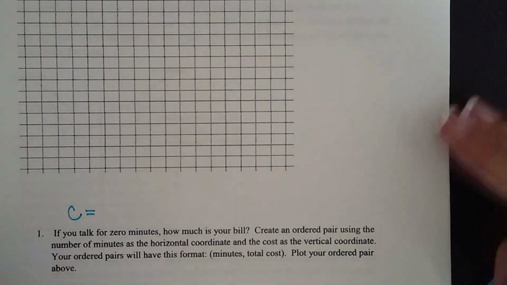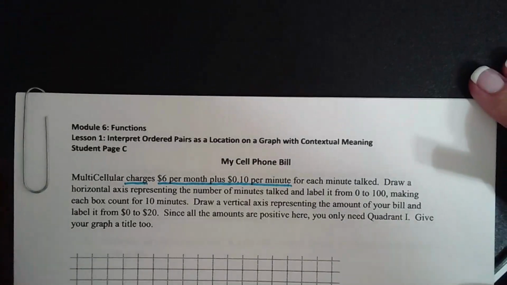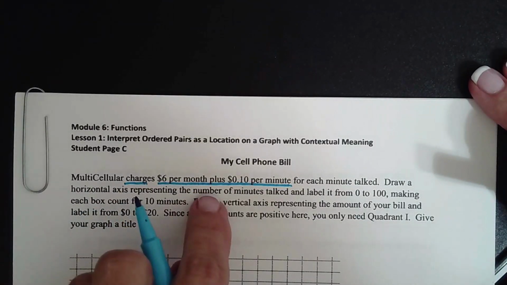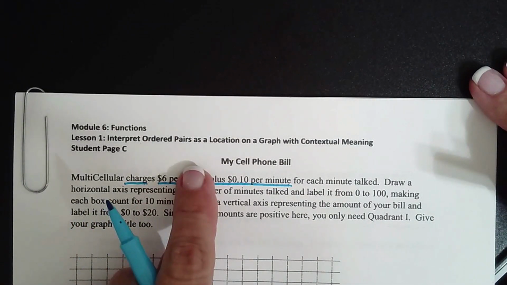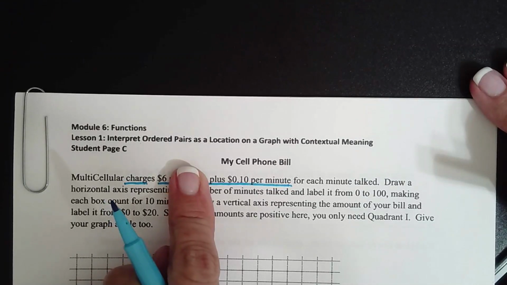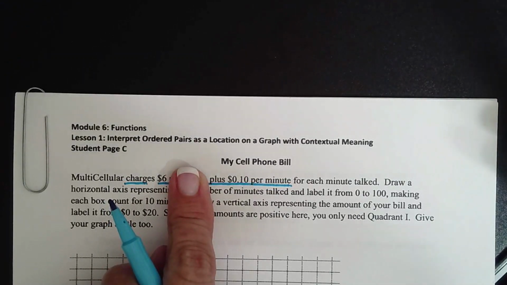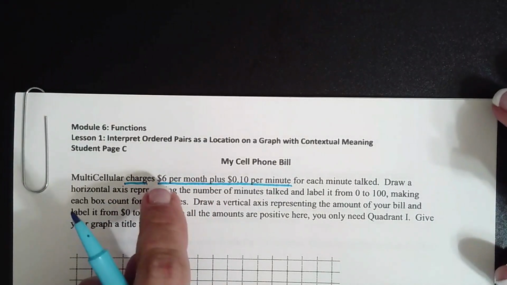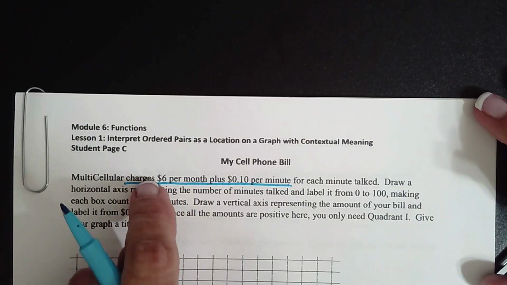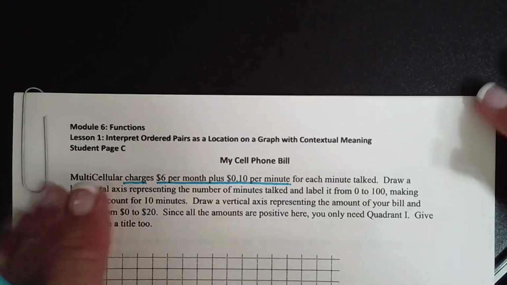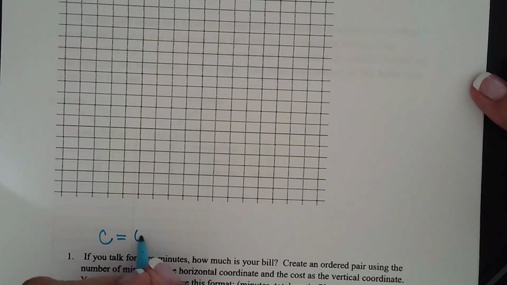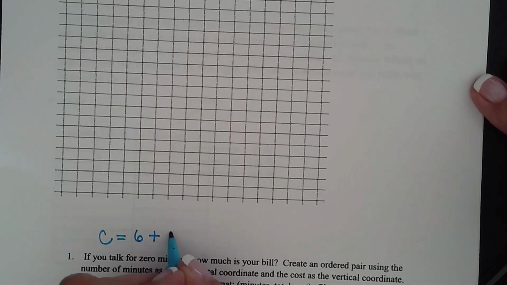$6 per month. So how about we call, and this is just a monthly cell phone bill, so this actually is extra information because we're just talking about a 1-month bill. So you don't have to write 6M, you'll just write 6 plus, and then it says 10 cents per minute.